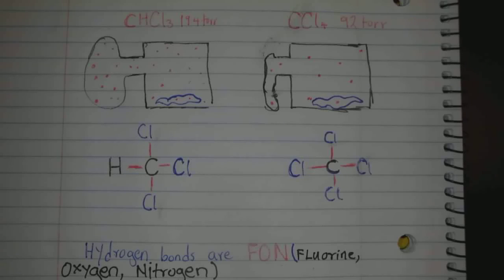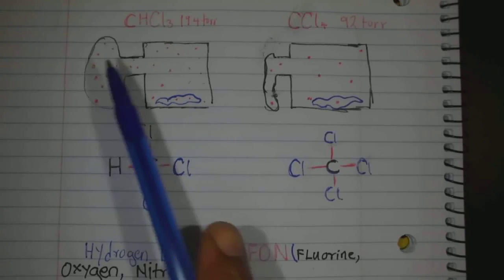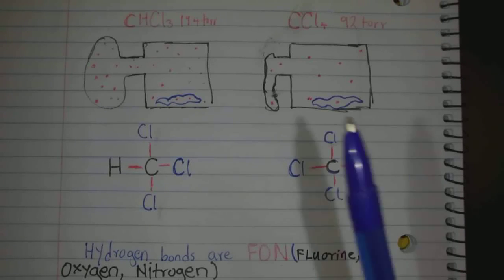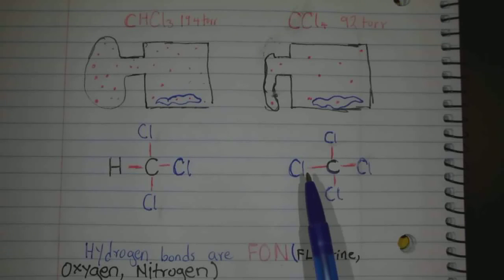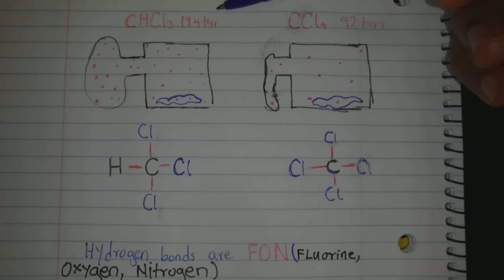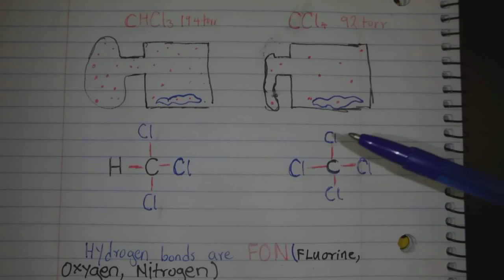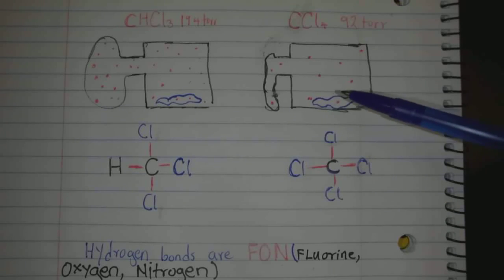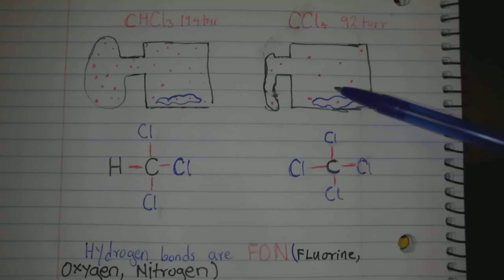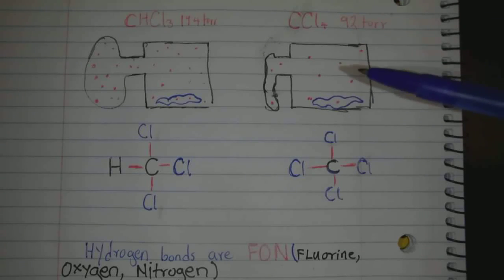Another way this question could have been phrased is, which one of these two has a higher boiling point? In this case, it would be CCl4 because it has a lower vapor pressure compared to CHCl3, which means more heat is required to disrupt the electrostatic interactions, not bonds, that are holding these molecules in place.